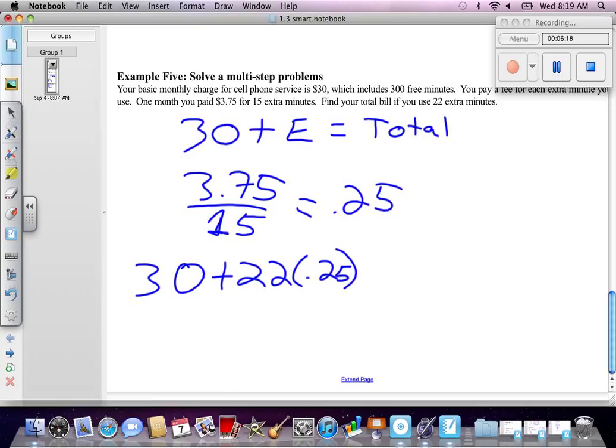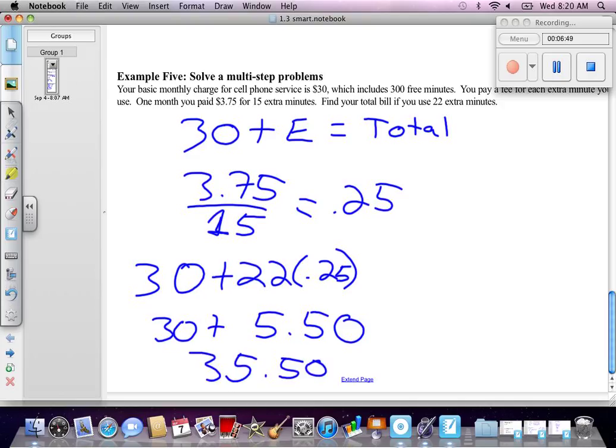Somebody want to tell me the answer to that one? How much? 22 times 0.25 is $5.50. Then we add that to 30, so our total bill that month would be $35.50.